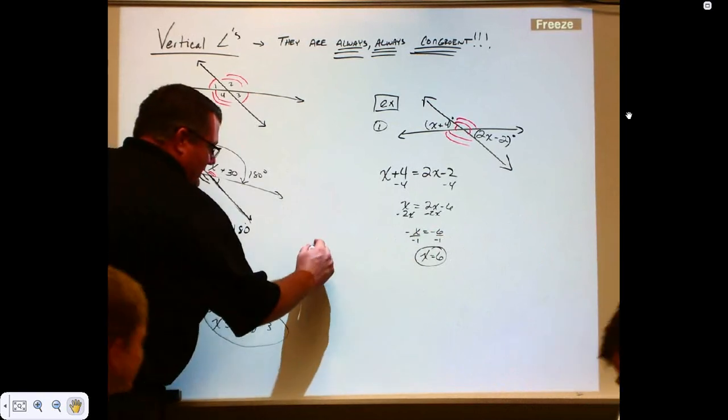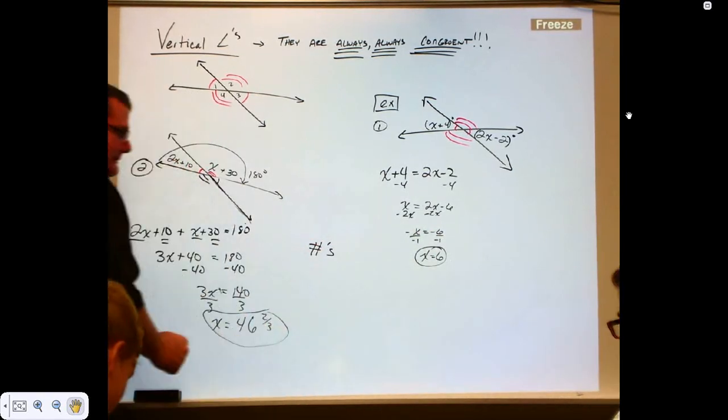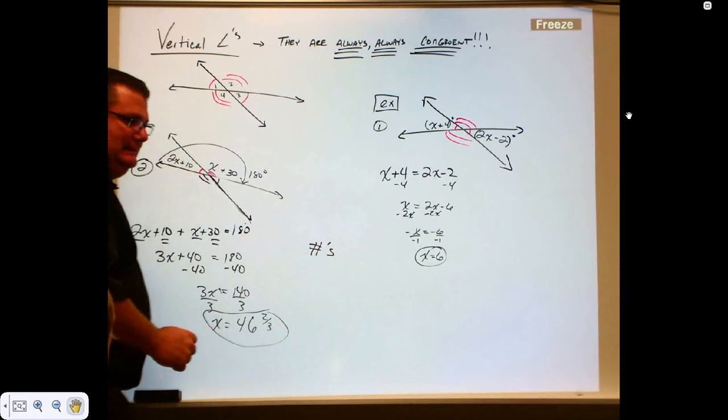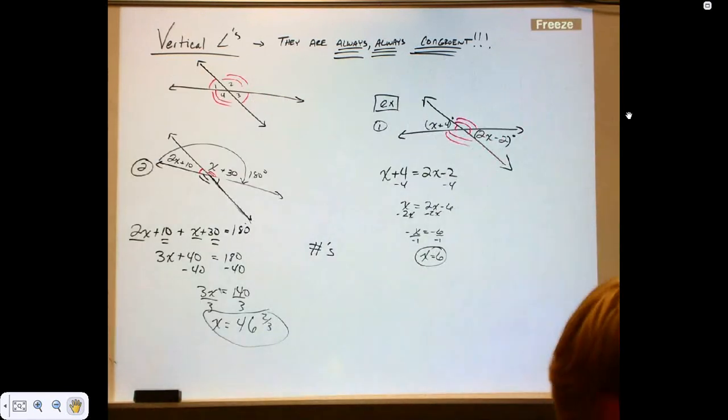What's the assignment in the book? 1 through 5, odds. 1 through 5.